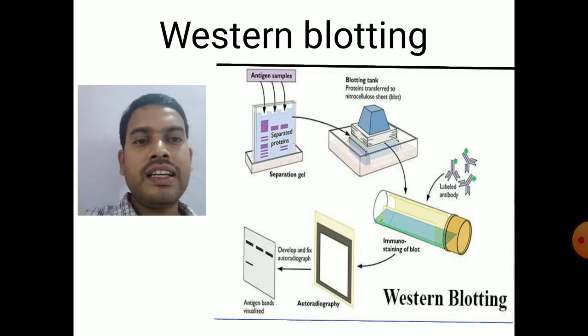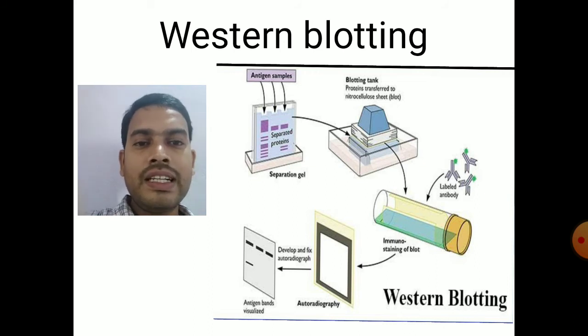This technique can be widely used for the identification of viral antigens. Since almost 99% of antigens are proteins, you can use Western blotting for the identification of various antigens like HIV antigen, COVID antigen, and hepatitis antigens, etc. So all these antigens can be identified with the help of Western blotting.